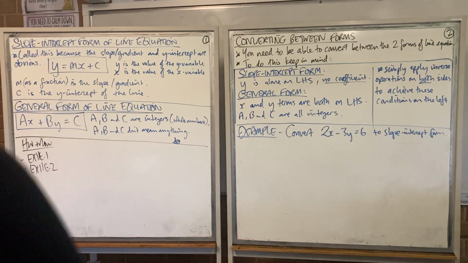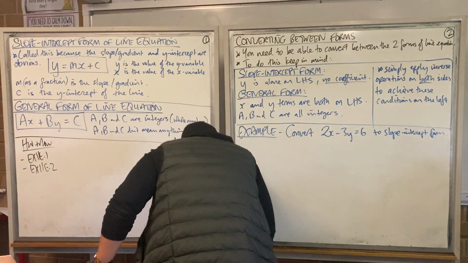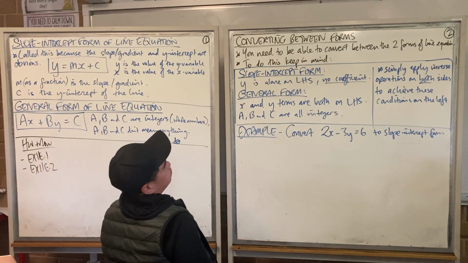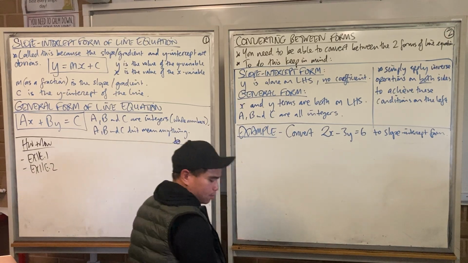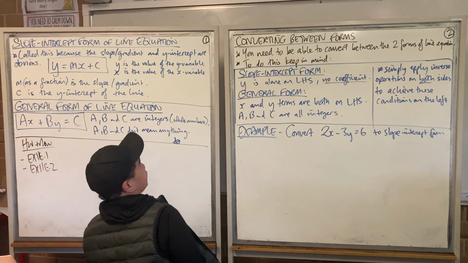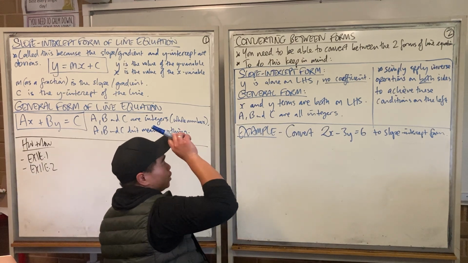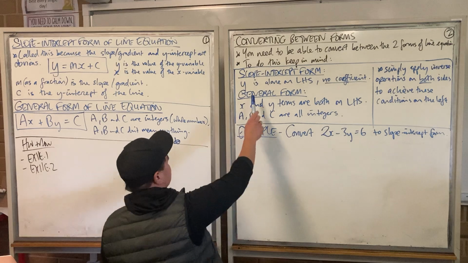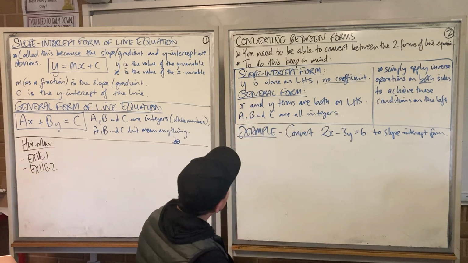Alright, now that you've acknowledged what slope-intercept form and general form look like, this is an exercise that you have to be able to do in year 12. I just taught it to them like last term. You need to be able to go between the two different forms. So how do you do that? Well, just keep in mind what the forms look like.